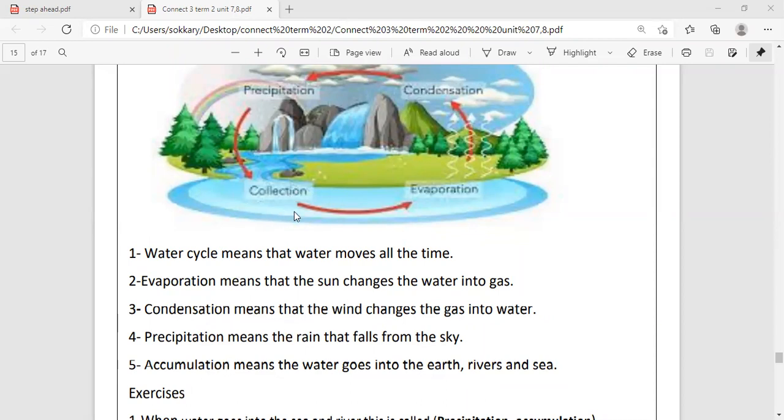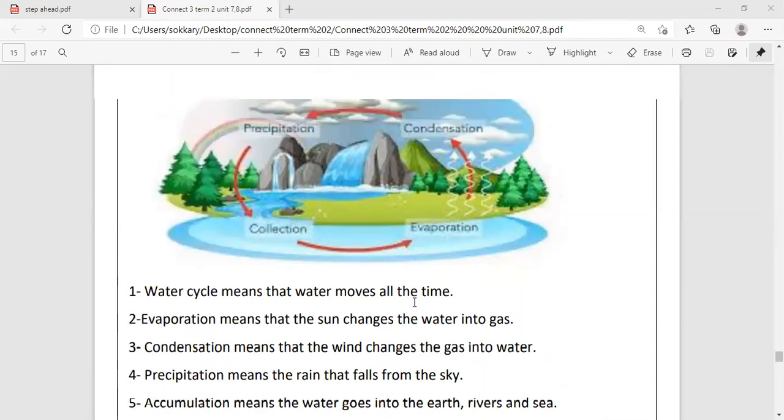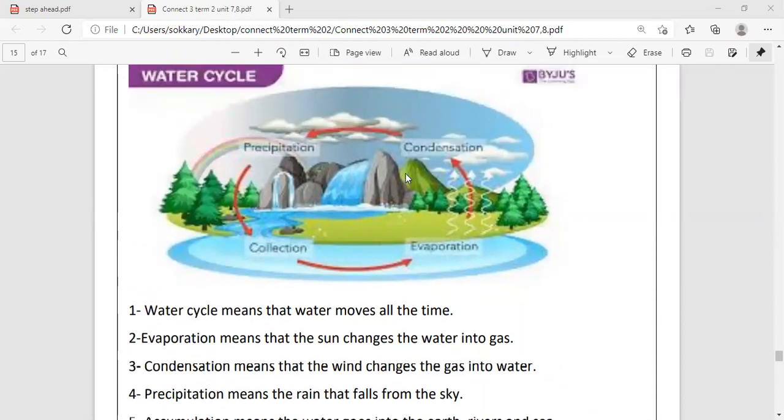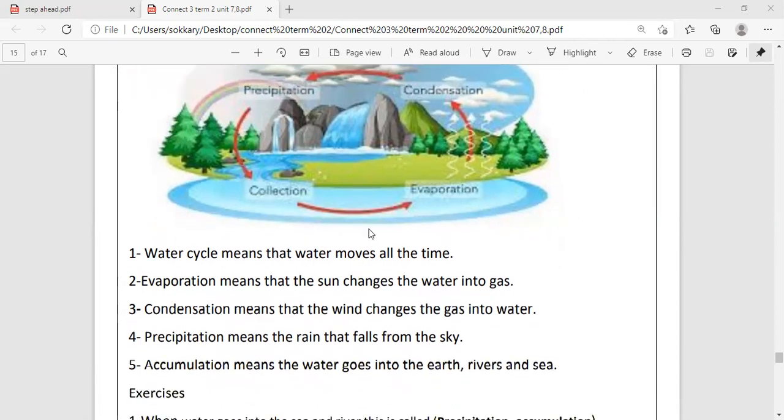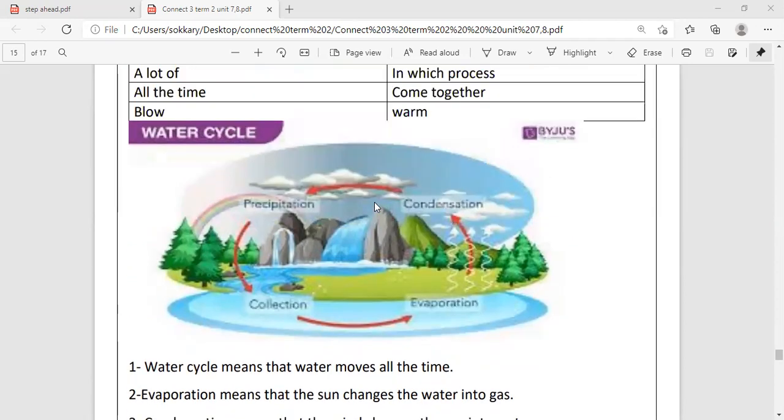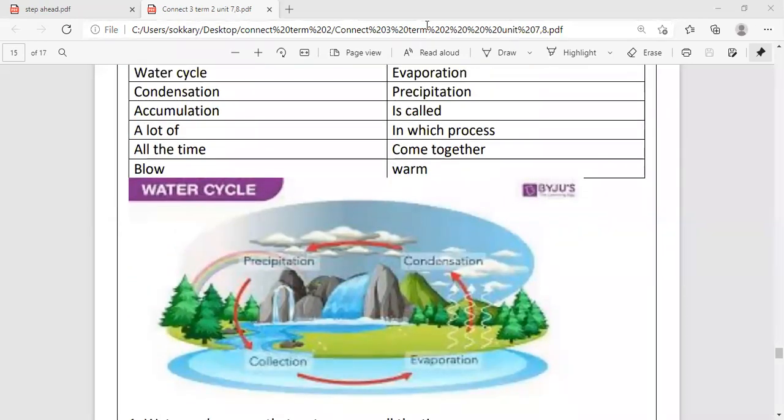Collection is an easy word. So today, students, we have four main words. Evaporation, number one. The sun changes the water into gas, and the gas goes up in the sky. And then condensation, the wind changes gas into water. And then precipitation, rain falls from the sky. And then accumulation, water goes into the earth, into rivers, and into the sea. Okay? Who can tell me these four steps without looking into the booklet?